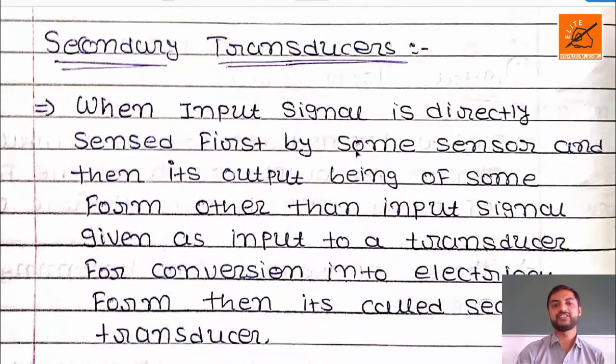Now secondary transducers, this is exactly opposite to those primary transducers. When input signal is directly sensed by some sensor, then before the output there is some circuitry. Clear? This circuitry is converting the sensed input of this transducer, and it will process on it and will give you an output. Clear?